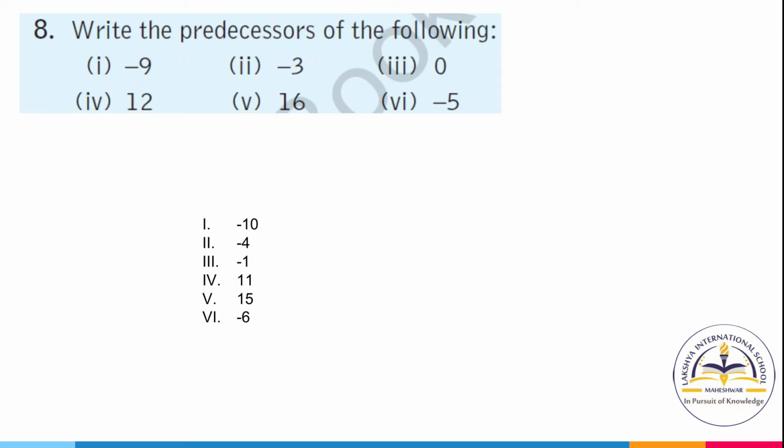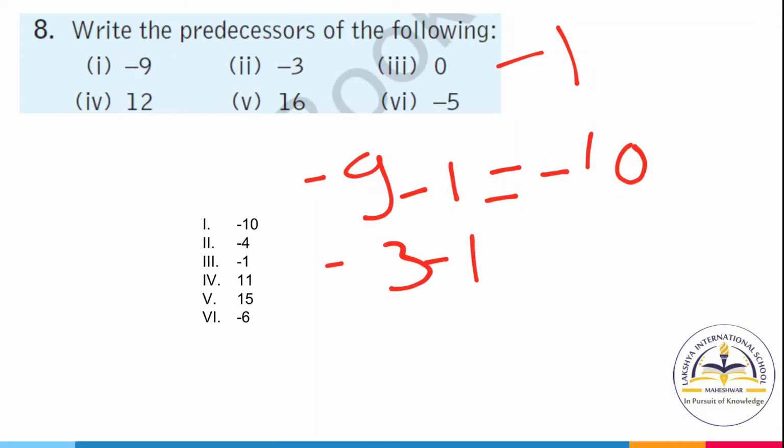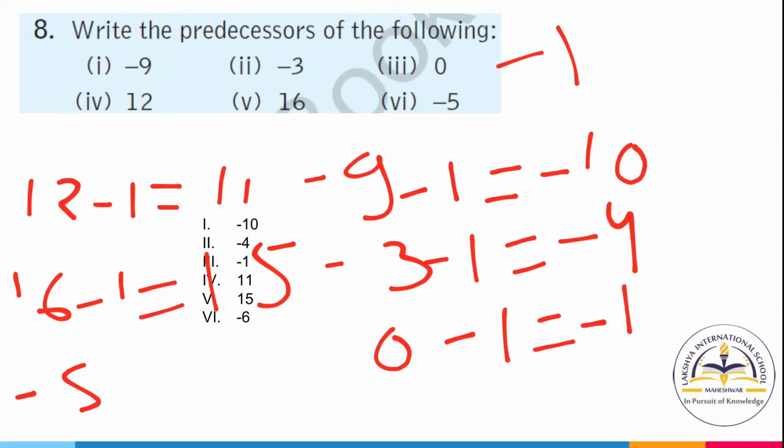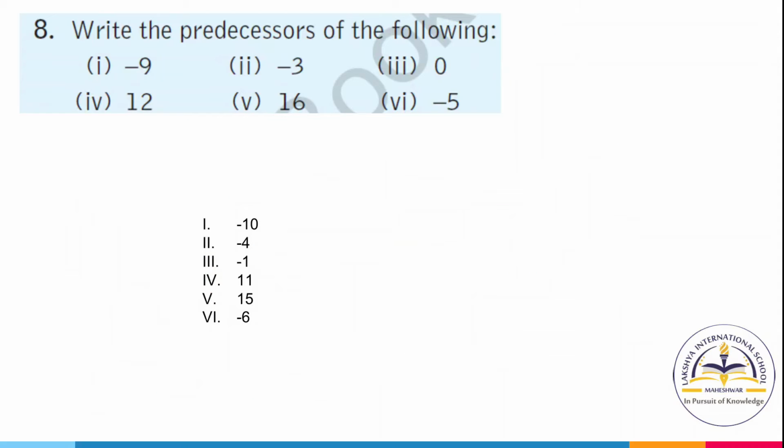Write the predecessor of the following. Now predecessor means you have to subtract 1. So minus 9 minus 1 you will get minus 10, minus 3 minus 1 you will get minus 4, 0 minus 1 you will get minus 1, 12 minus 1 you will get 11, 16 minus 1 you will get 15. Now minus 5 minus 1 you will get minus 6. So like this you have to find out the predecessor, means you just have to subtract 1.